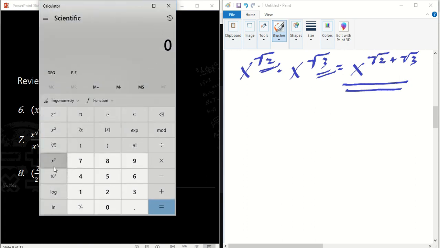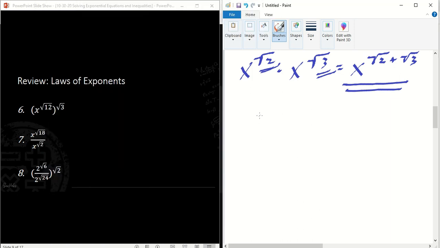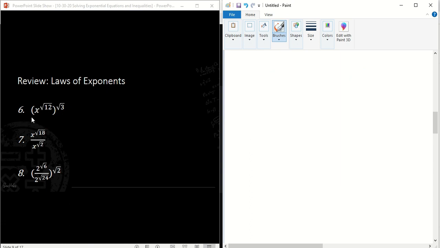Baka pag square root of 2, yun yung answer doon, 1.414213563. So, non-terminating decimal. Kapag square root of 3 naman, ganun din, non-terminating decimal din siya. Walang katapusan yung sagot dyan. Kung mahaba pa yung screen ng calculator, hindi matatapos siya. Okay? So, anyway, let's proceed.